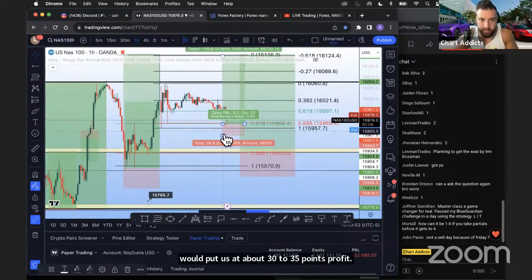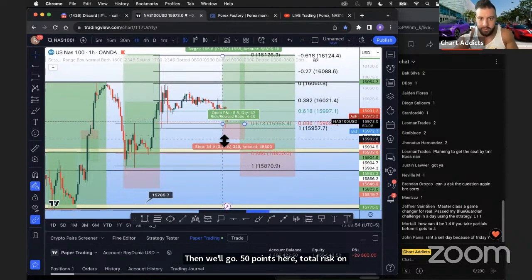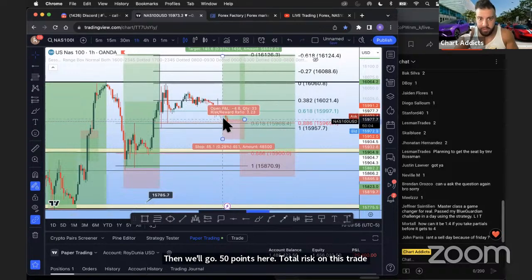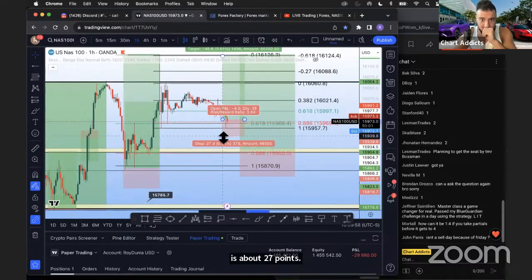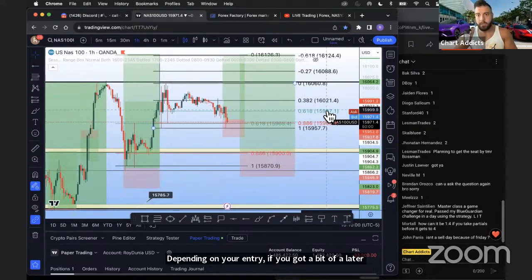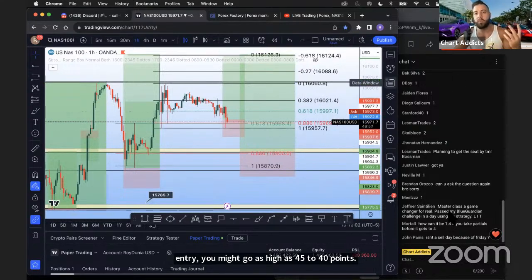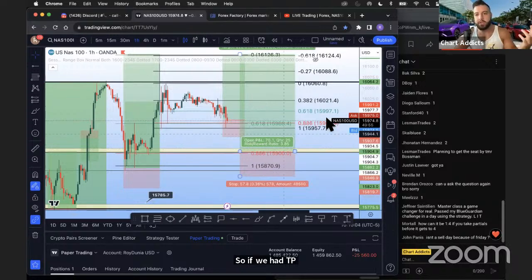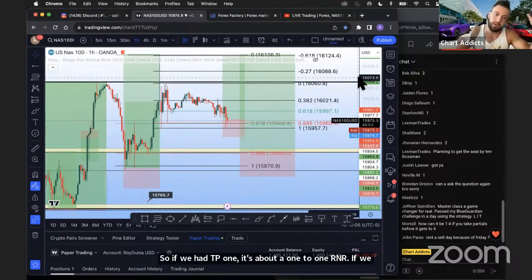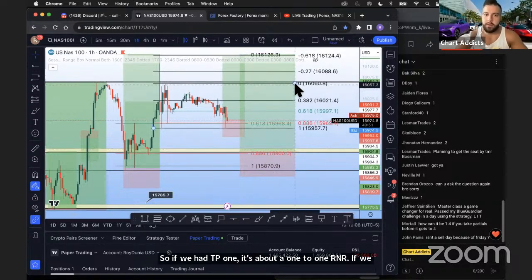Total risk on this trade is about 27 points, depending on your entry. If you got a bit of a later entry, you might go as high as 45 to 40 points. So if we hit TP1, it's about a 1-to-1 R&R. If we hit TP2, it's a 2-to-1 R&R. And yeah, that's basically all I got.